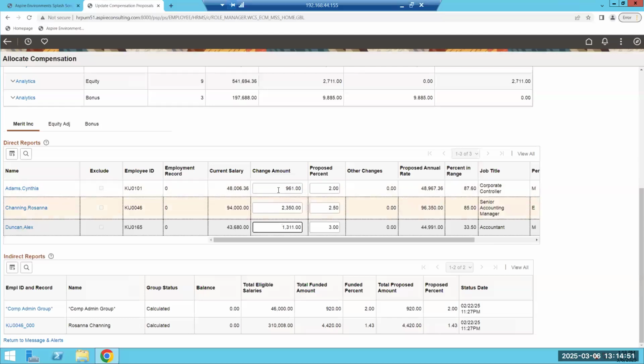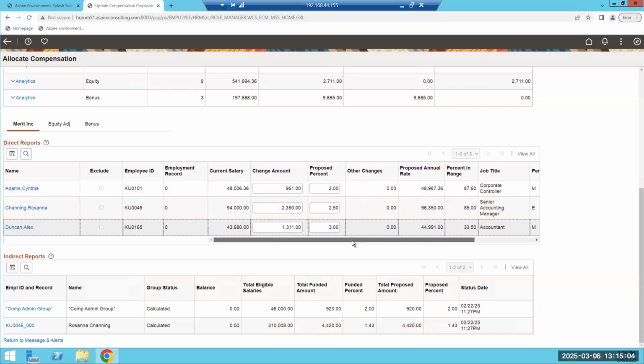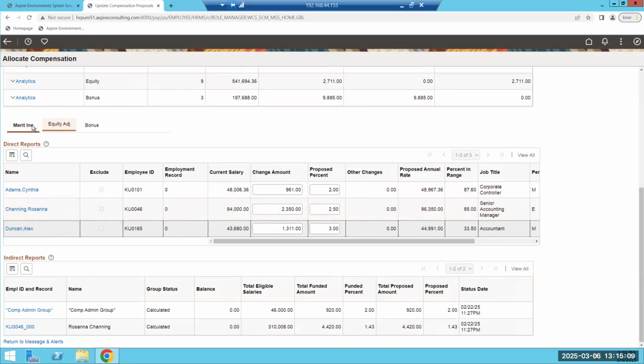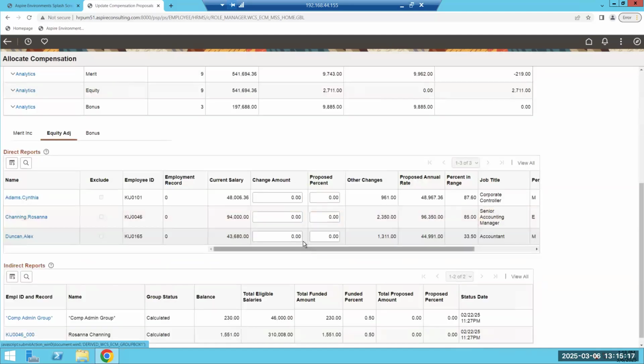So we see the planning for the direct reports. We scroll over a little bit, we can see we've got the performance ratings showing up for folks because we've integrated performance ratings into this cycle. And we've got these tabs here where right now we're looking at merit increase. We could go to the equity adjustments, and then basically we could propose a particular amount for an equity adjustment.